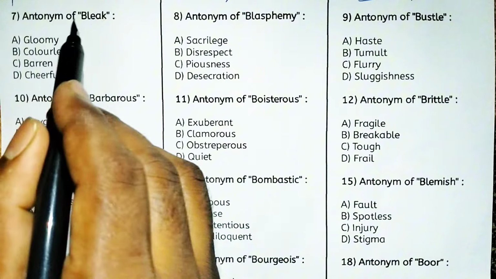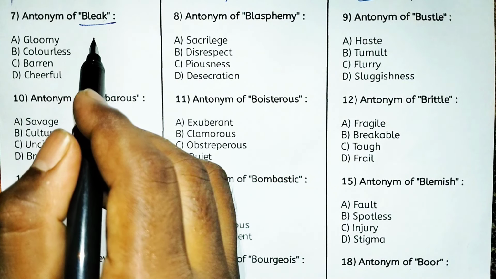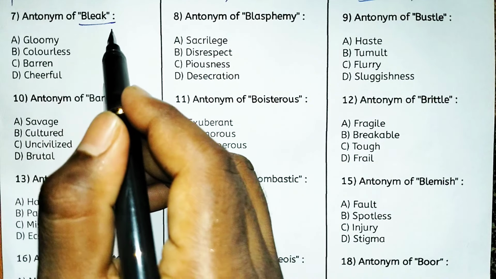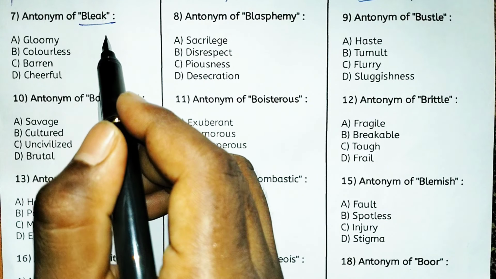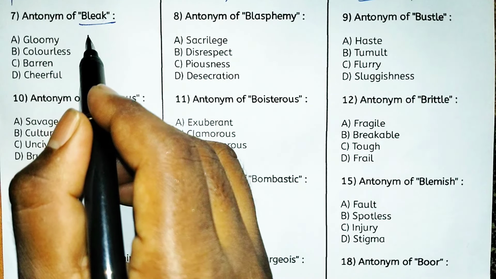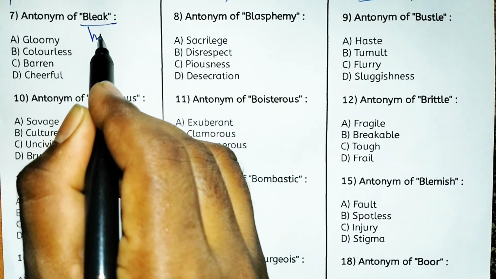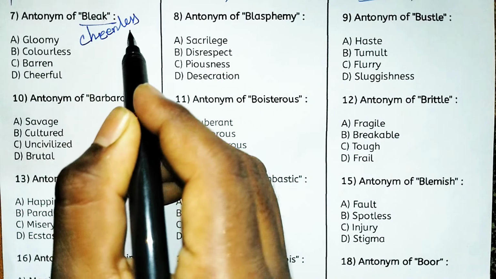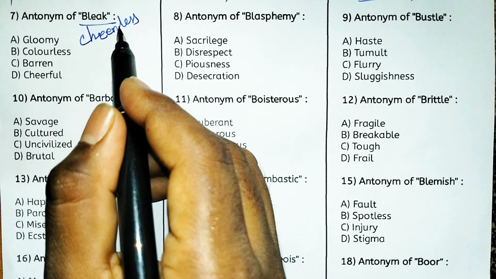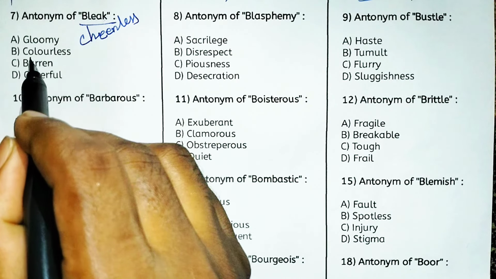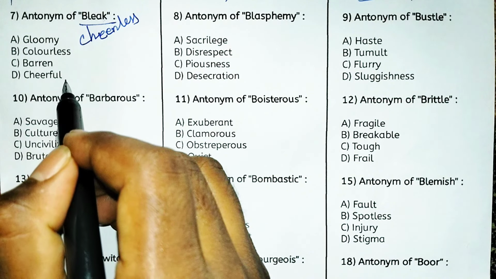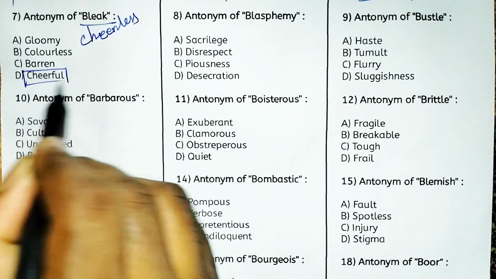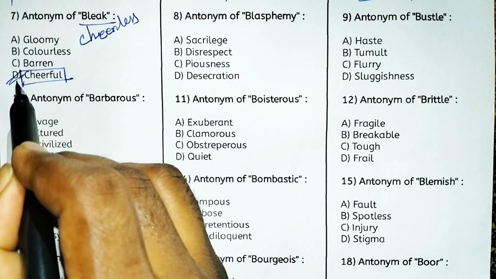Next, antonym of bleak. So what is the meaning of bleak? Bleak means someone who is not cheerful. Okay, so unhappy, you can say cheerless, actually cheerless, that is bleak. So look at the options: gloomy, colorless, barren, or cheerful. So option D, cheerful, is the antonym of bleak.